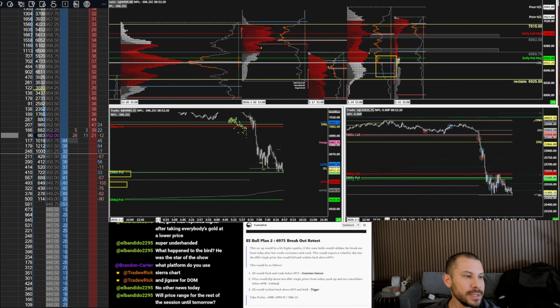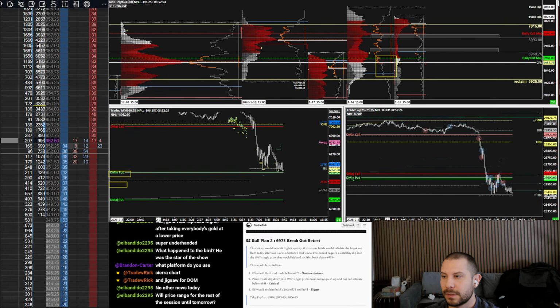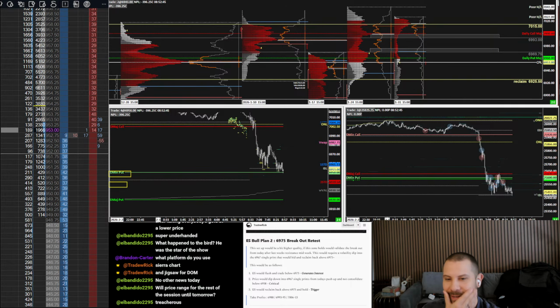Overall, the price action today is not very friendly. Yeah, they broke the low by a couple points, and then they reclaim again. It's just a continuous cycle of the same price action. Treacherous. Yeah. It's one of those sessions.